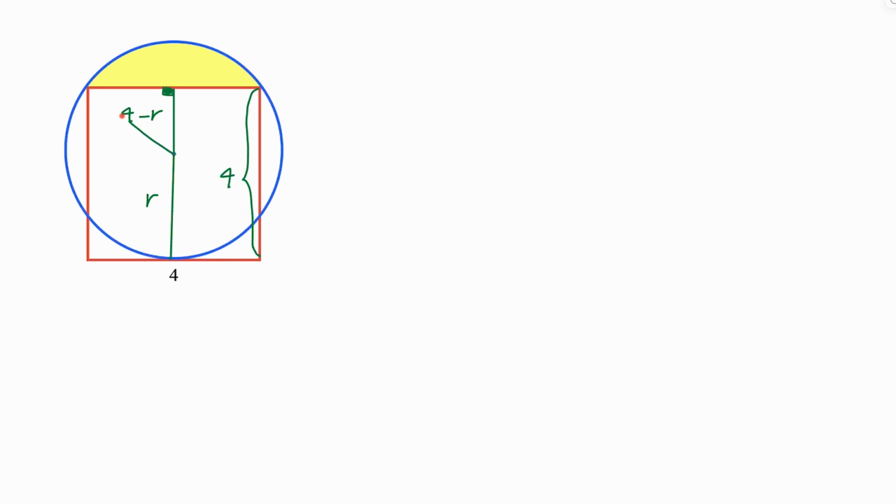You can also draw another radius of this circle to this corner of the square, and this side is also R. Because this line is bisector of this side, we will have 2 here and also 2 here. In here we have a right triangle, and we can use Pythagorean theorem to find the value of R. So we can write R squared is equal to 4 minus R whole squared plus 2 squared.